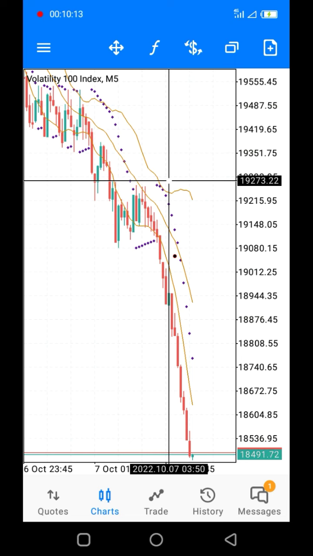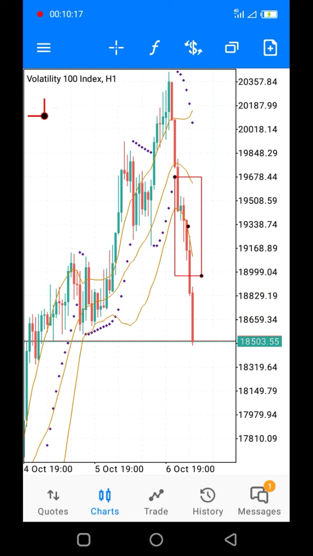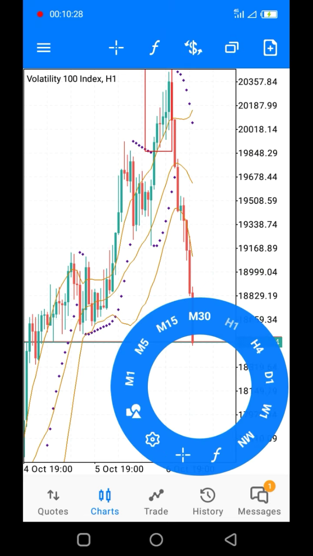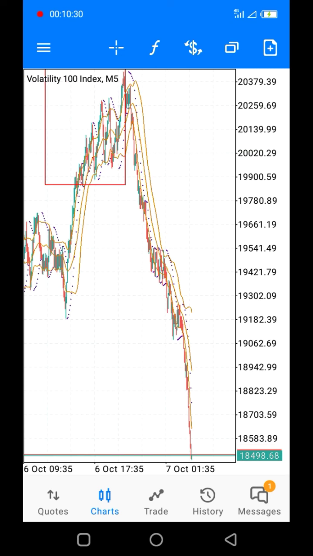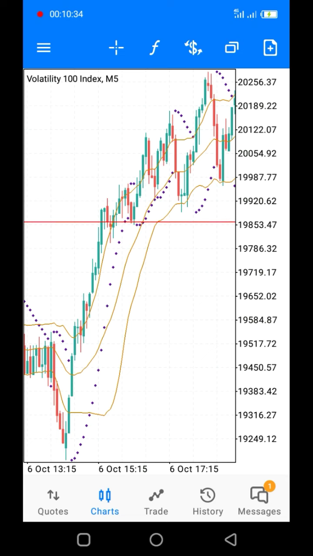So let us check another particular signal on the 1 hour time frame. Let's check that out. Yeah, let's go. So there is another signal here, and that signal here. What are we going to do? We switch to what? To the 5 minutes time frame. Let's check it out. You'll be seeing more buy signals. Can you see that?